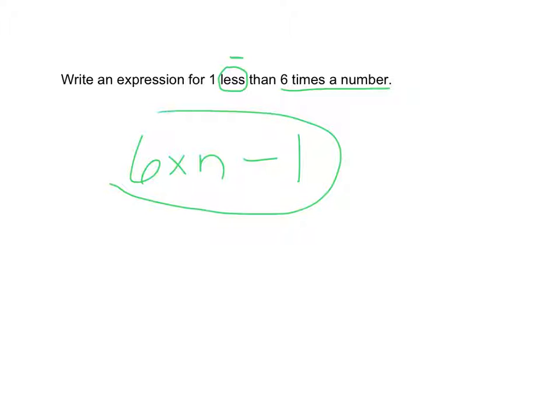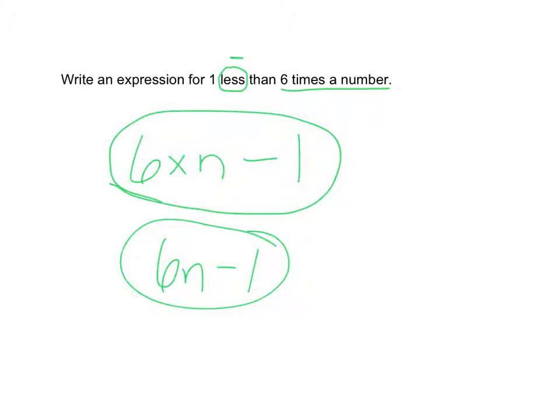Now we're going to switch it up. If you can see, we're using a different word here. We're going to use less. So we'll start out just like we normally do. 6 times a number should be 6 times N. Now when you see the word less, that should tell you subtract. So we're going to take 6 times N and subtract from that 1. So 1 less than 6 times a number would be the same thing as 6 times N minus 1. And then don't forget to get rid of the times sign and just write it as 6N minus 1.